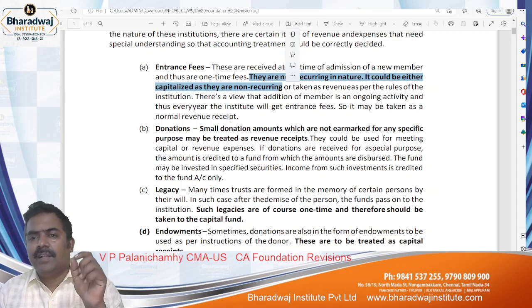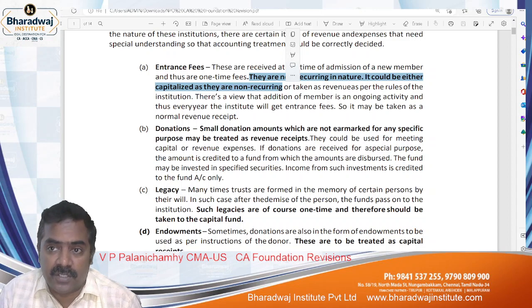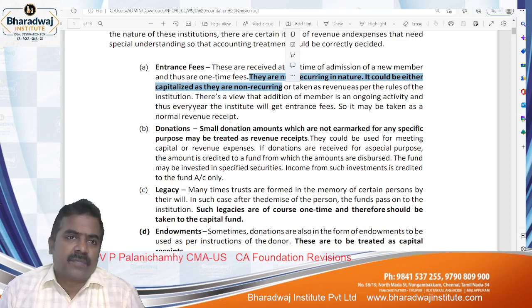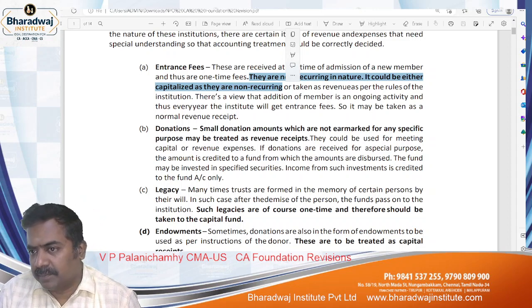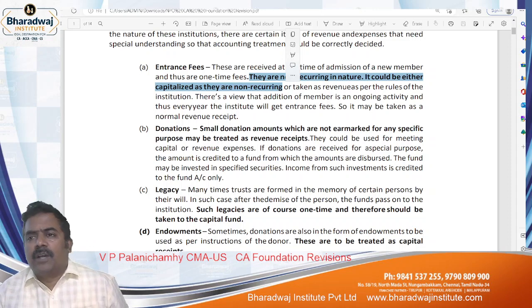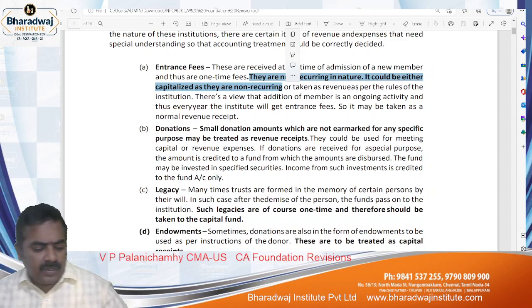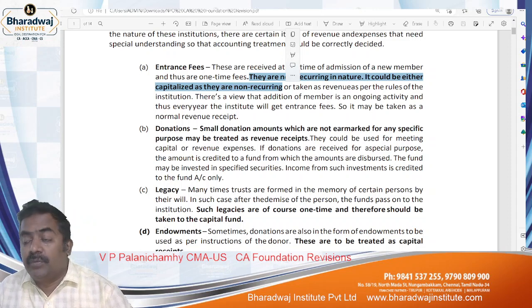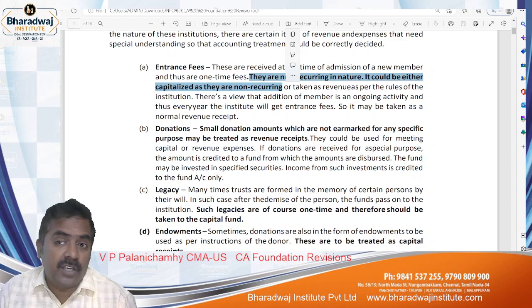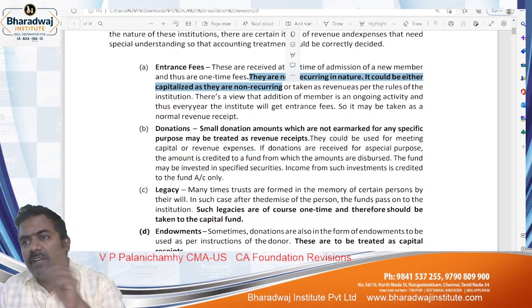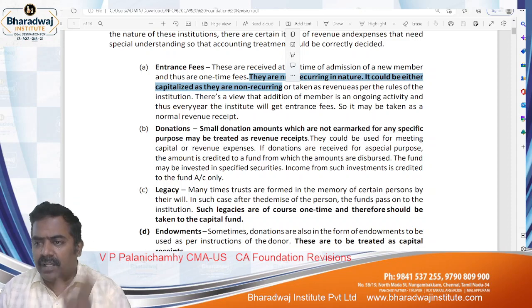For example, TNCA, Tamil Nadu Cricket Association. To become a member, how much do you have to pay as joining fees? You have to pay around 15 lakhs. 15 lakhs is the joining fees you have to pay and join as a member. That's a one-time receipt. Apart from that, every year you have to pay the membership fees. That one-time receipt is a capital receipt that will be added to what?